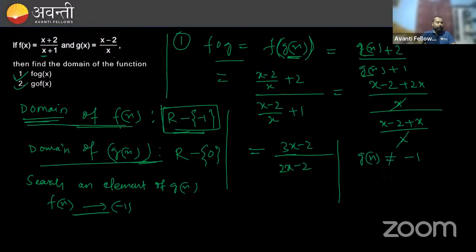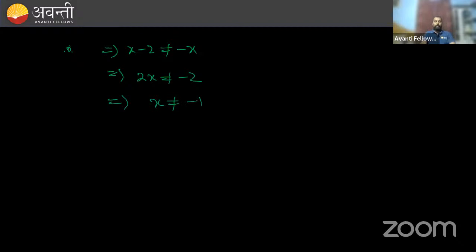है ना? So what is g of x here? It is x minus 2 by x is not equal to -1. So we are getting here x minus 2 is not equal to minus x. So similarly, let's move. We got x minus 2 is not equal to minus x. So 2x is not equal to -2 and x is not equal to -1, right? So x is not equal to -1.